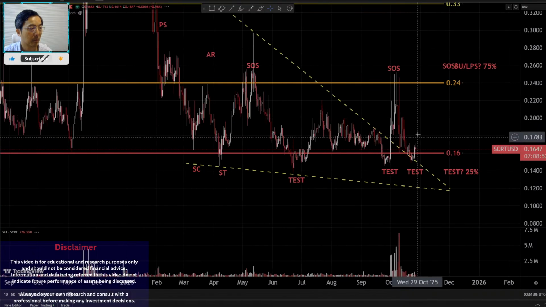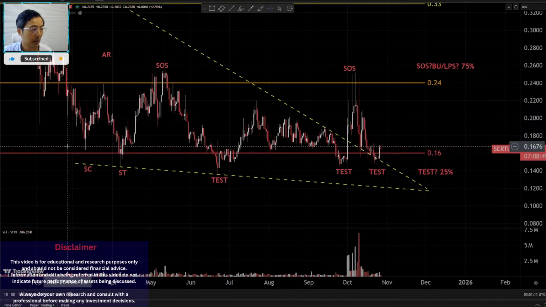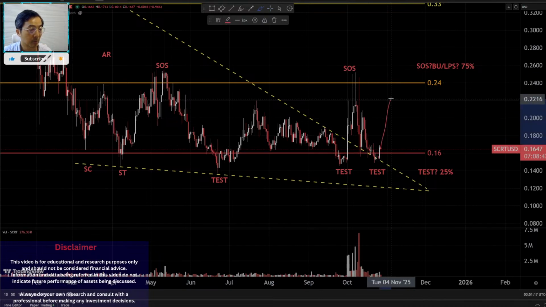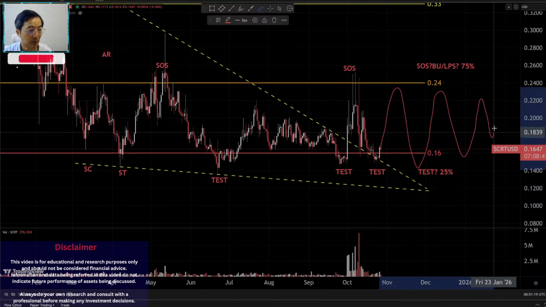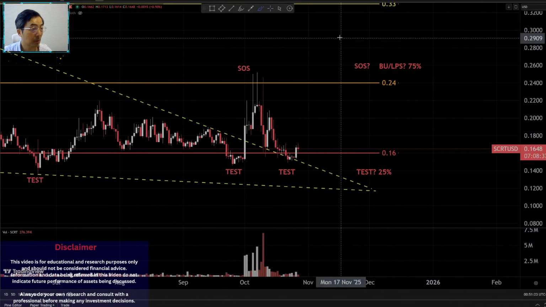But then you can see it's pretty much a horizontal trading range that started since February this year for Secret. So it's not a surprise if the price continues to do something similar.